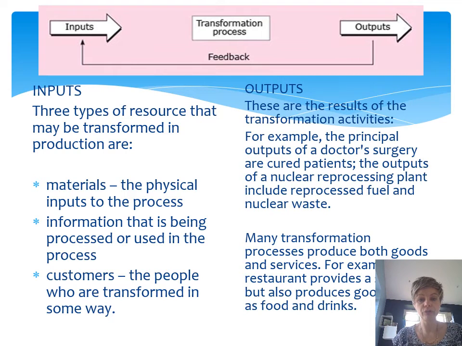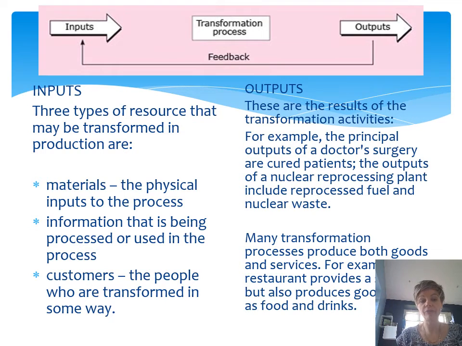So we talked about the transformation process, but it's also good to think about the different types of resources that are transformed. So we had the input, the raw materials, the land, the capital, these are all the inputs that we need, but we also have different types of resources that can be transformed. The first one would be materials. So this would be the physical inputs to the process. And this would be, for example, if you're making cars, the metal, the steel that's used to make those cars, those are the physical inputs. Those materials are turned into a car.